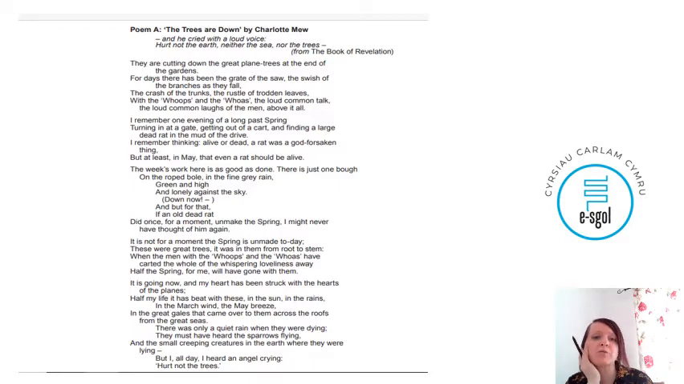They are cutting down the great plane trees at the end of the gardens. For days there has been the grate of the saw, the swish of the branches as they fall, the crash of the trunks, the rustle of trodden leaves, with the whoops and the woes, the loud common talk, the loud common laughs of the men above it all. I remember one evening of a long past spring, turning in at a gate, getting out of a cart and finding a large dead rat in the mud of the drive. I remember thinking, alive or dead, a rat was a God-forsaken thing. But at least, in May, that even a rat should be alive.